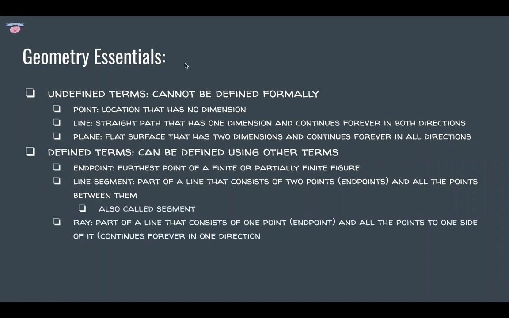A ray is a part of a line that consists of one endpoint and goes forever in the other direction. So this is partially finite. It's finite on this end, but it still continues infinitely there. Opposite rays share an endpoint and form a straight line. So if this is one ray, the opposite ray would be this. It forms a straight line.